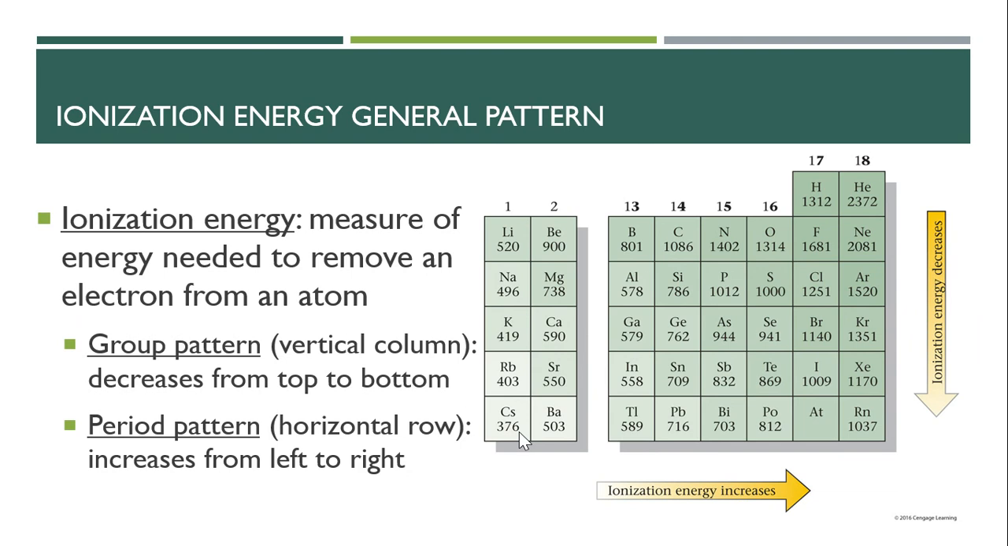It's because as you go from top to bottom, there are more shells. Those electrons are further away from the nucleus, so they are much easier to remove from the atom than those that are closer to the nucleus. As you go from left to right on the periodic table, the period pattern, it's actually going to increase. And that's because as you go from left to right, they're on the same shell. They're basically the same size. If nothing else, it's going to get smaller. So those electrons are going to get closer to the nucleus, and the nucleus is going to get stronger and stronger. So the amount of energy required to pluck off or remove that electron is very, very large.